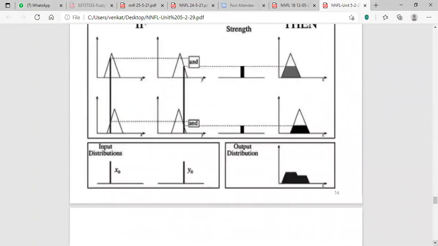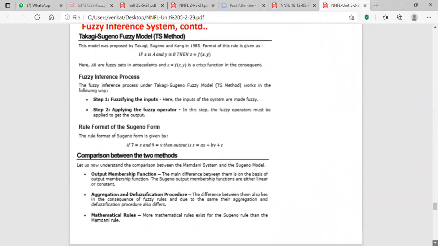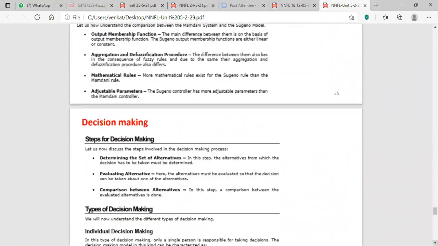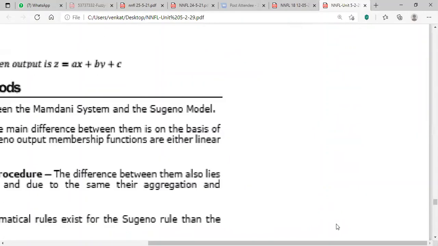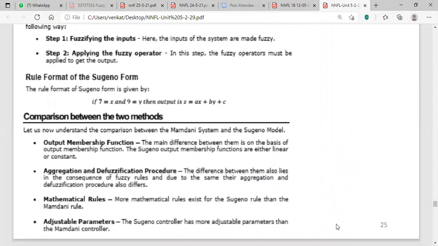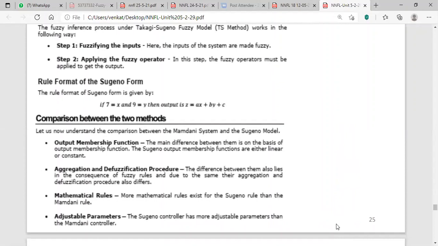Mamdani fuzzy inference system. So coming to the comparison between the 2 methods. This we have not discussed. Please note down. You have 4 comparisons between the Mamdani fuzzy inference system and Sugeno fuzzy inference system.